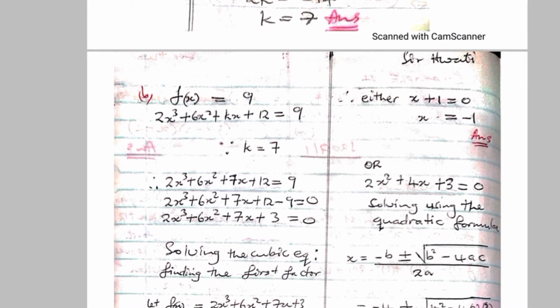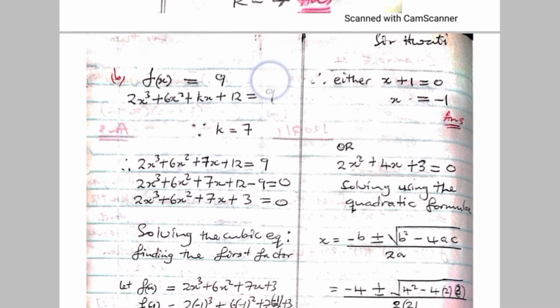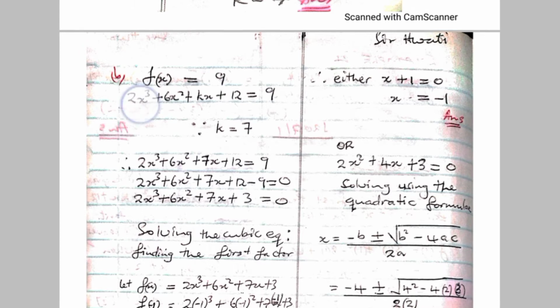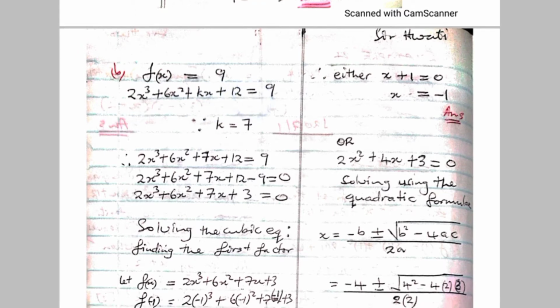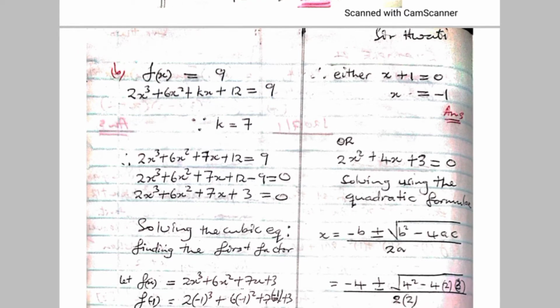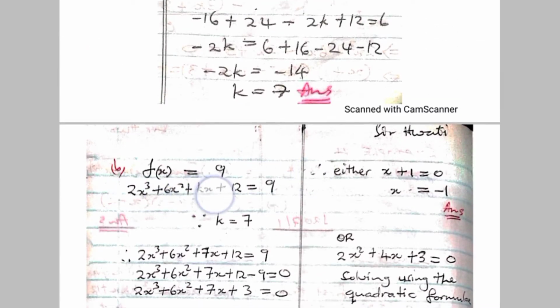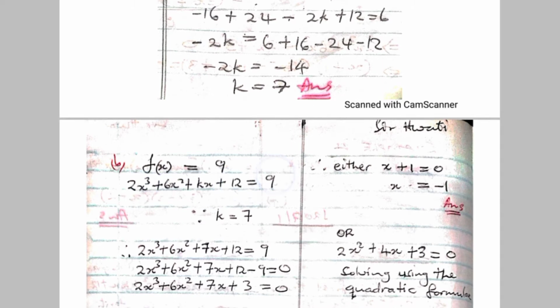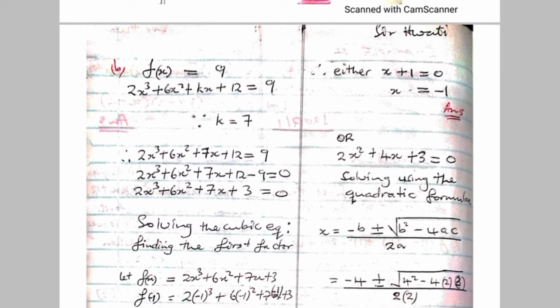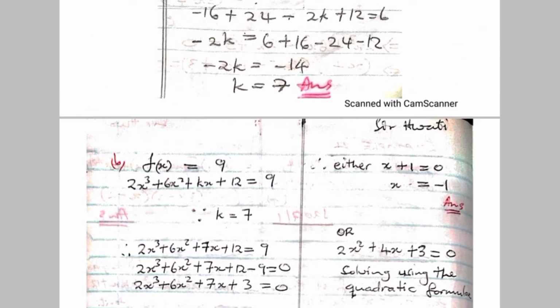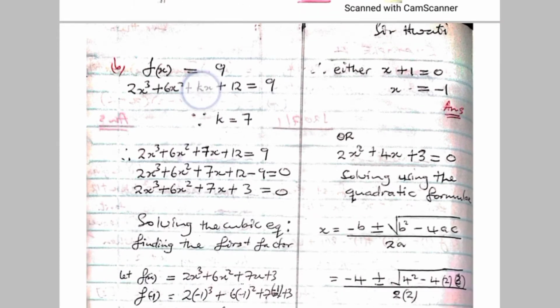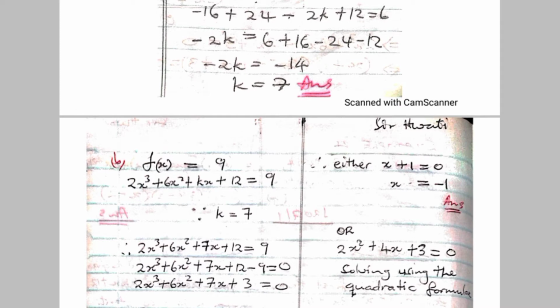We are given that on part B, f of x is equal to 9. So 2x to the 3 plus 6x squared plus kx plus 12 is equal to 9. This is our f of x, right? So f of x is equal to 9. But we have calculated the value of k and it's 7. So we're going to substitute this 7 for k here. And what do we get?